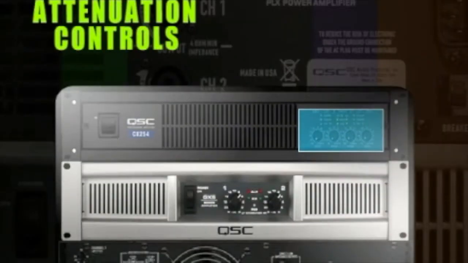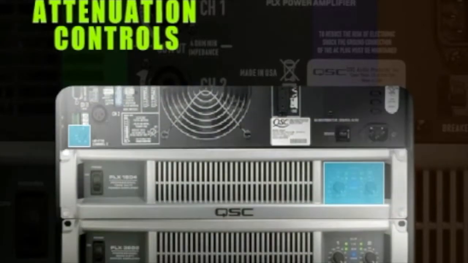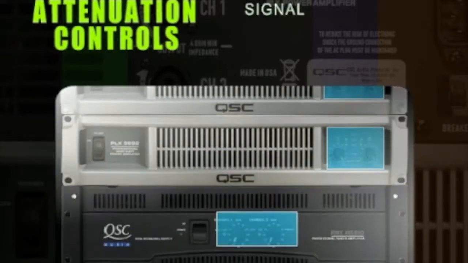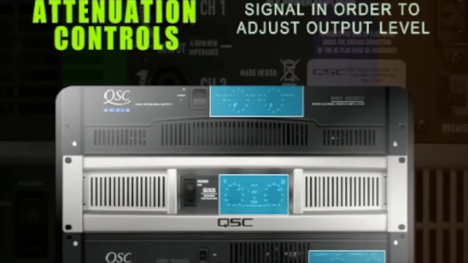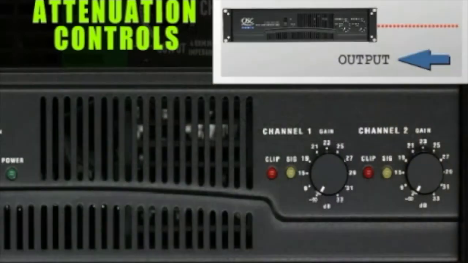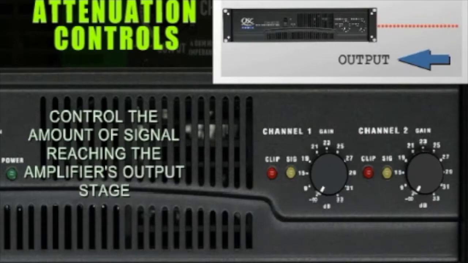The knobs found on the front or rear of the amplifier are attenuation controls. Their purpose is to cut the incoming signal in order to adjust output level. Amplifiers are automatically set to 100% gain. The attenuation knobs simply control the amount of signal reaching the amplifier's output stage.